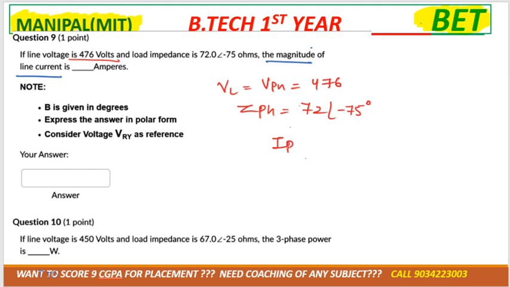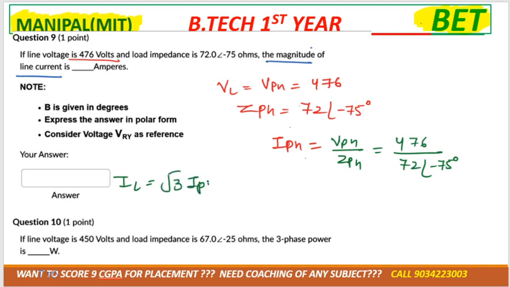So from here we can get IPH by the formula VPH by ZPH, 476 divided by 72 angle minus 75 degree. They are asking line current, so how can we get line current? As you know the formula, IL is equal to root 3 IPH. So whatever value you get for IPH, you can substitute it over here, right?